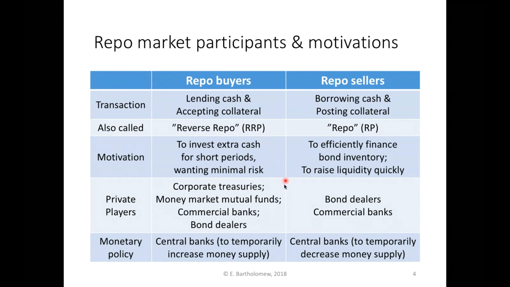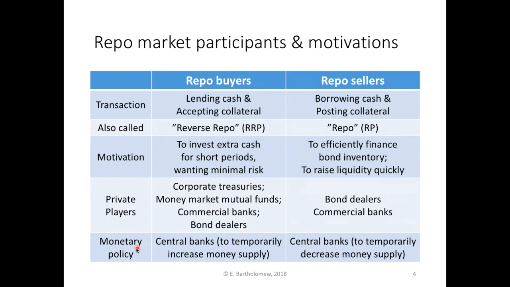Now, who are the players? Well, private players on the buyer side would be corporate treasuries, money market mutual funds who are looking again for secure short-term investments, also commercial banks and bond dealers. And on the repo seller side, we'll also have bond dealers and commercial banks who are really motivated by one of these considerations up here.